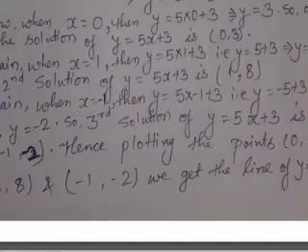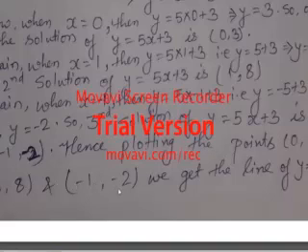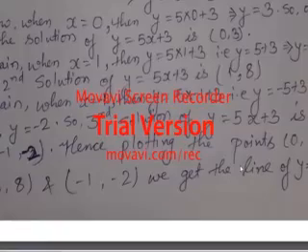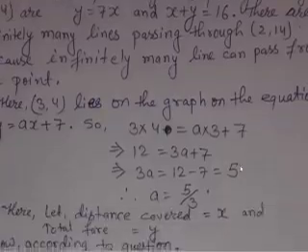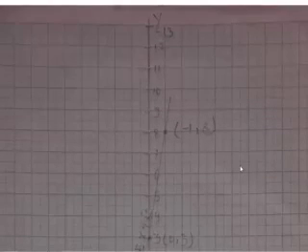So hence 3 points we have got. Hence plotting the points 0 comma 3, 1 comma 8 and minus 1 comma minus 2, we get the line y is equal to 5x plus 3. So let's see where we get. This is question number 4. So we will see the graph number 4 now. 1, 4 already I had shown you. Now if you will see, this is the graph number 4.